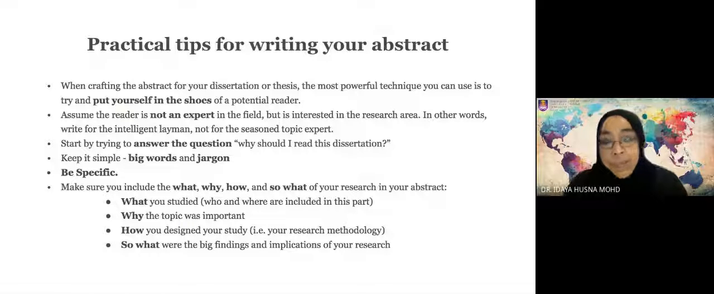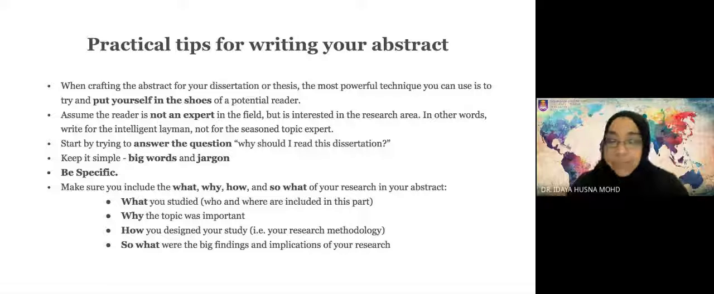And be specific with your abstract. No beating around the bush. So just be specific. Make sure that you include the what, the why, the how, and the so what of your research in the abstract. So indicate here what you studied, and the who and the where are included in this part. And why this topic was important, and how you designed your study, which is the research methodology, and so what. When we talk about so what, it is to see the big findings and also the implication of your research.